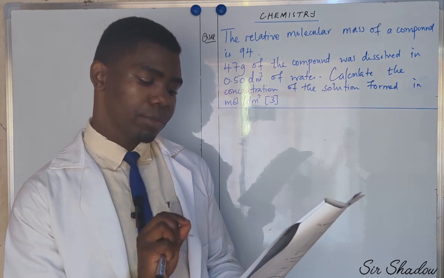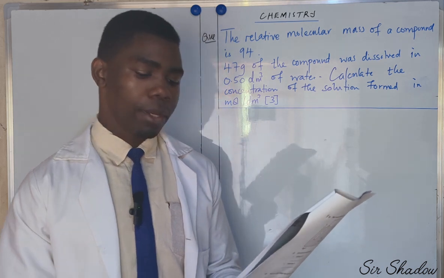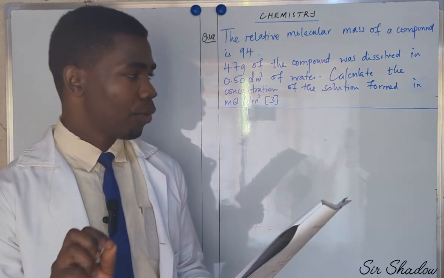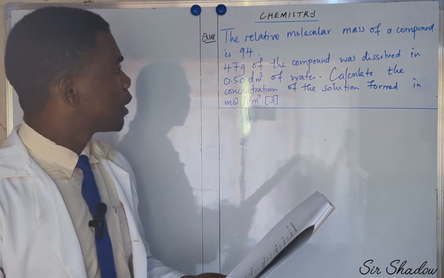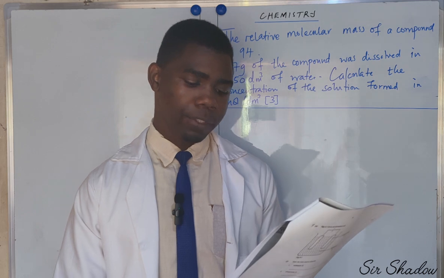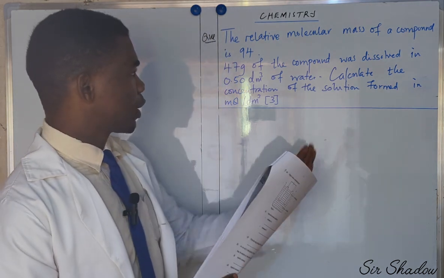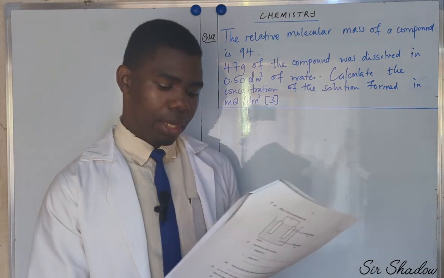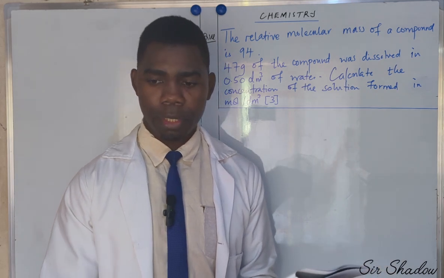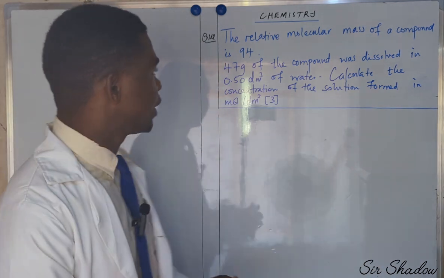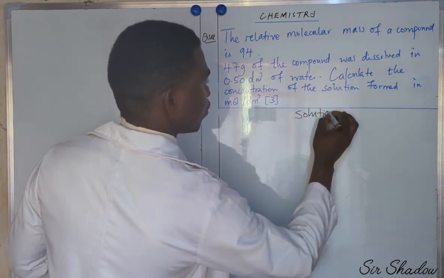47 grams of the compound was dissolved in 0.50 dm3 of water. The question is asking us to calculate the concentration of the solution formed in mol/dm3. All right, so let's now move on to the solution.